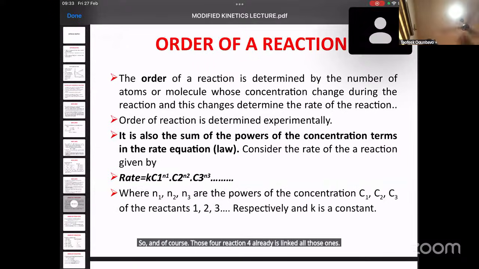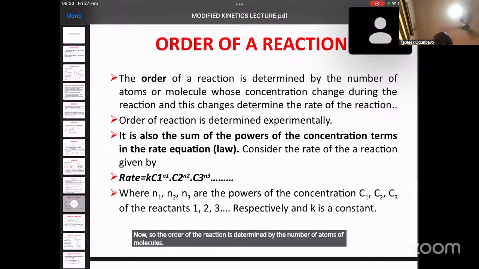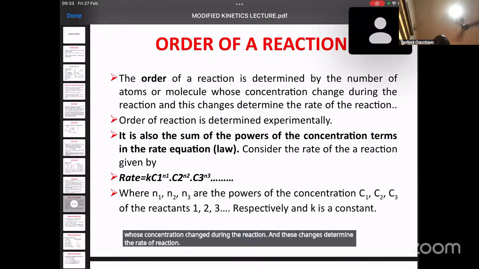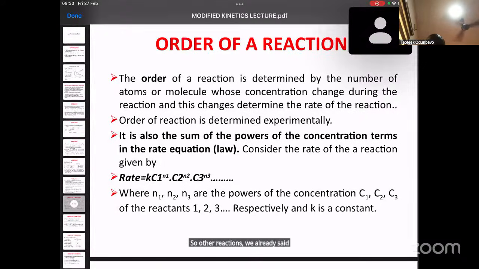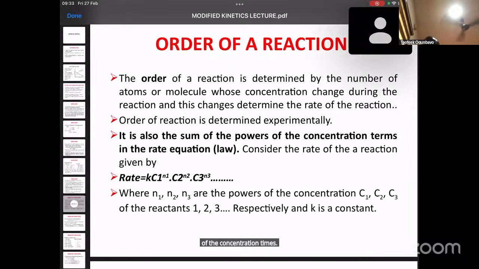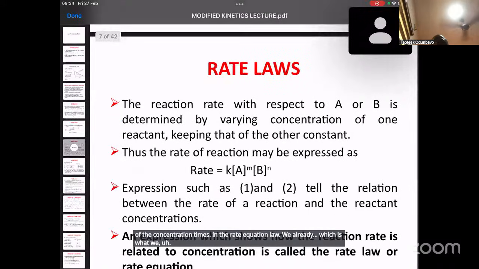Now, the order of the reaction is determined by the number of atoms or molecules whose concentration changes during the reaction, and these changes determine the rate of reaction. So order of reaction, we already said, is determined experimentally. And this is just rewriting what we already wrote: it is also the sum of the powers of the concentration terms in the rate equation, or rate law. That is what it's making reference to, because you're adding together the powers of the concentrations.